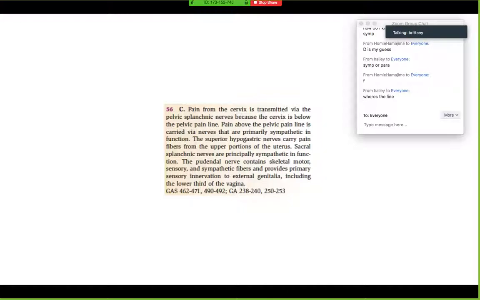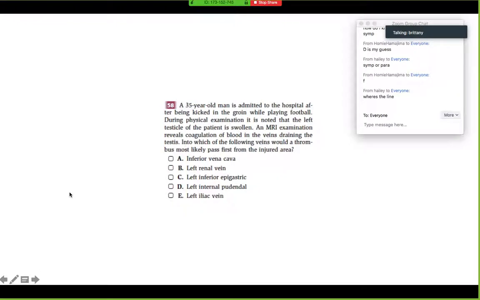Where's the line? Yeah, I don't remember the exact location of the line, to be honest with you. I think she had a slide on it somewhere. Let's go on to the next question. I'll look that up while you guys are reading this question. Go ahead and type in your answer to this question while I look that up.